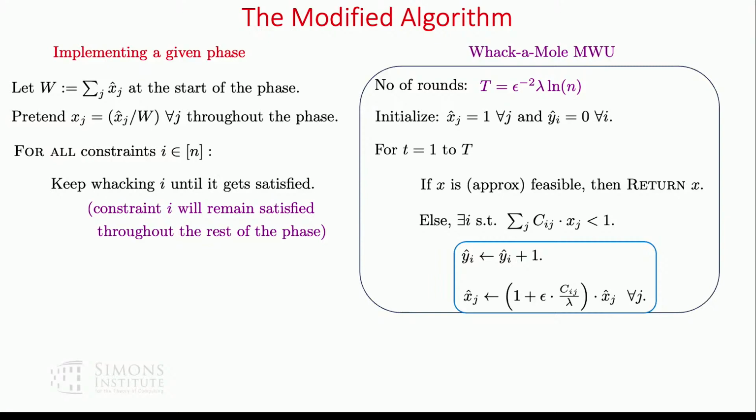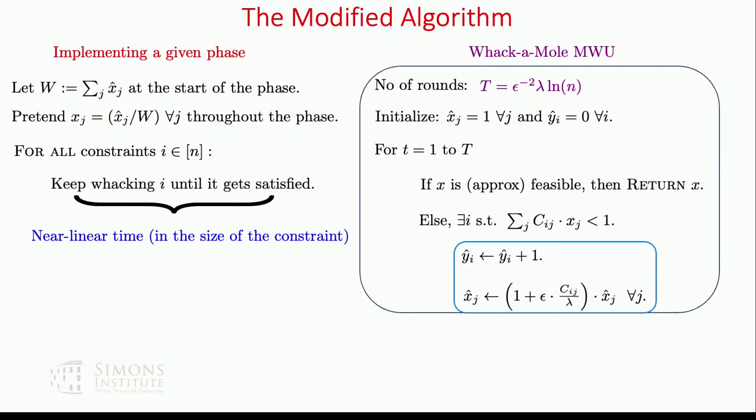So if right now this constraint is satisfied, it's a covering constraint. Let's look at this constraint. It's satisfied right now. In future, xj values can only go up. So this covering constraint will continue to remain satisfied. And now this step, keep whacking I until it gets satisfied, can be done in near linear time in the size of the constraint. And that why?